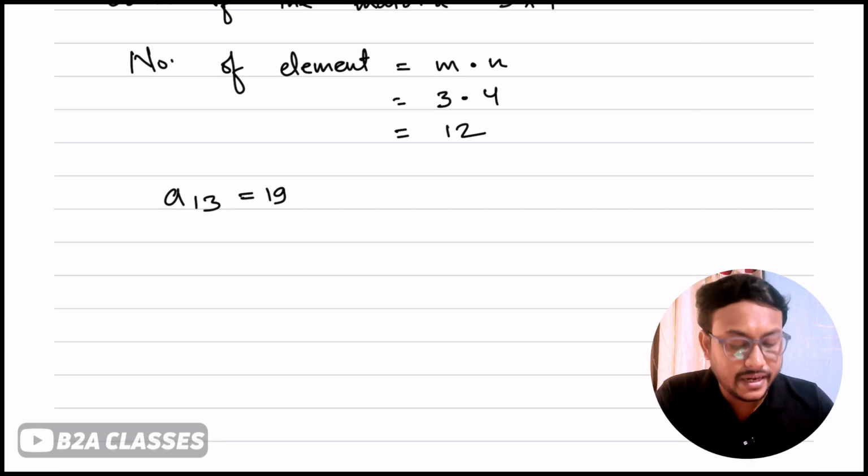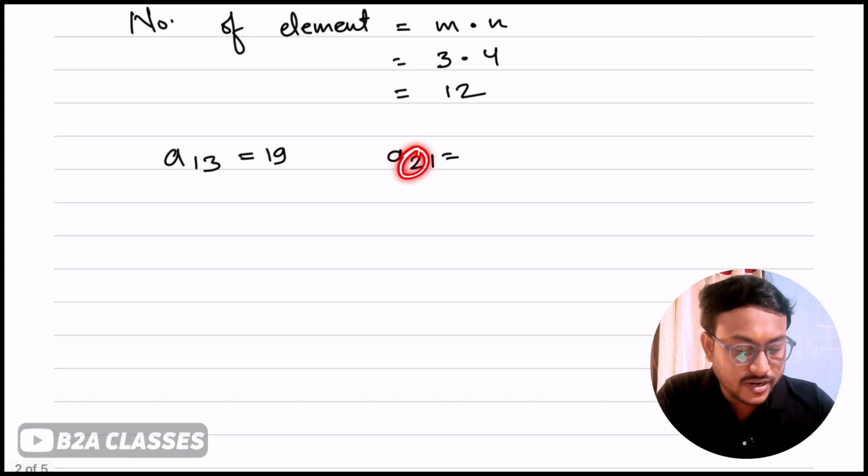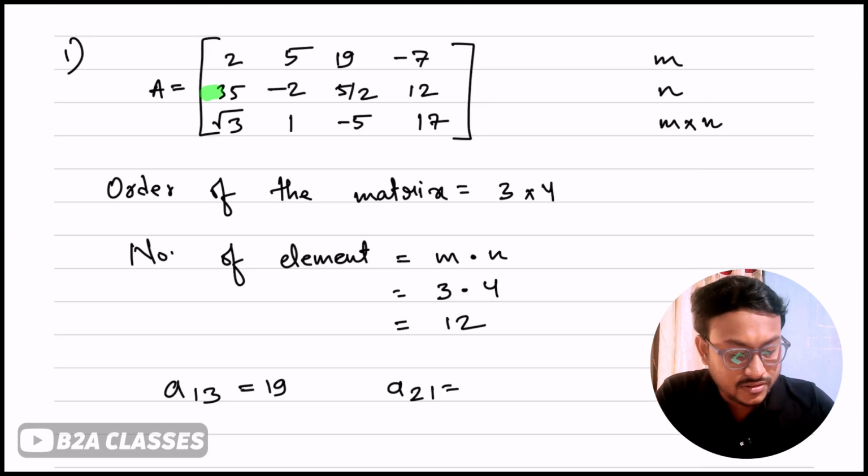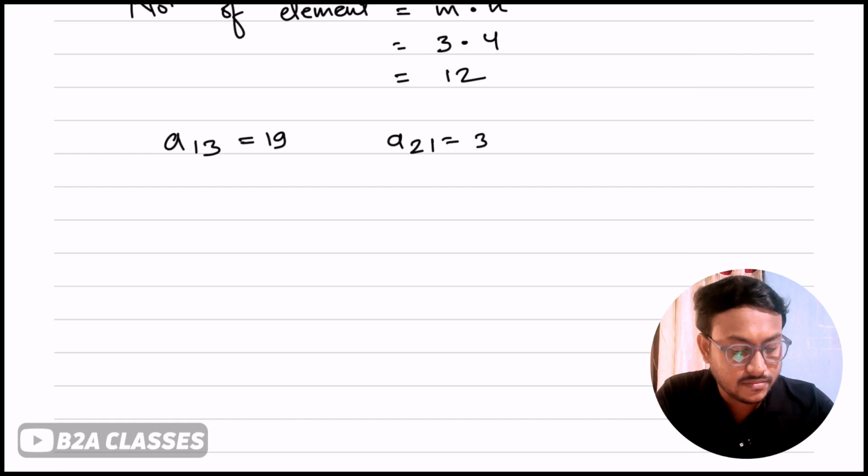Next we have to write element A21. So 21 means second row and first column. Okay, 21 means second row and first column. First number represents location of the element in the row. Second number represents location of the element in the column. So 2 for second row, 1 for first column. So second row, first column. Element in the second row and first column is 35. So the answer will be 35.